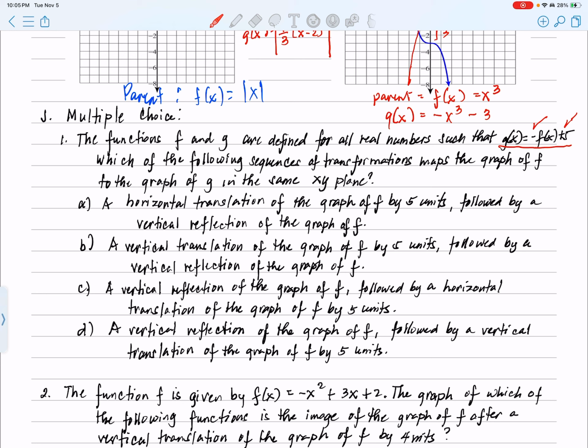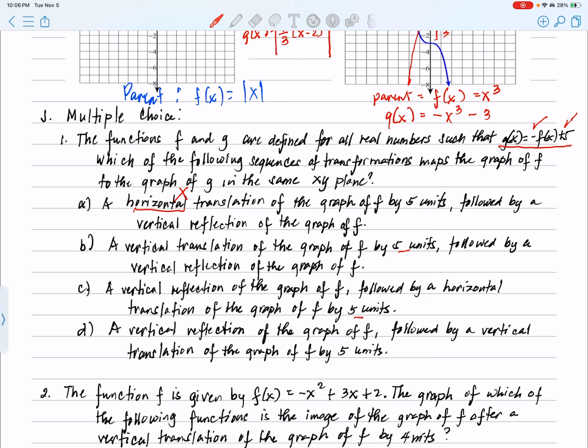Vertical reflection or vertical translation, not a horizontal. You have a horizontal translation. It's not a horizontal translation. A vertical translation of graph by 5, followed by a vertical reflection. Vertical reflection? No. A vertical reflection of f followed by a horizontal translation of graph by 5 units.